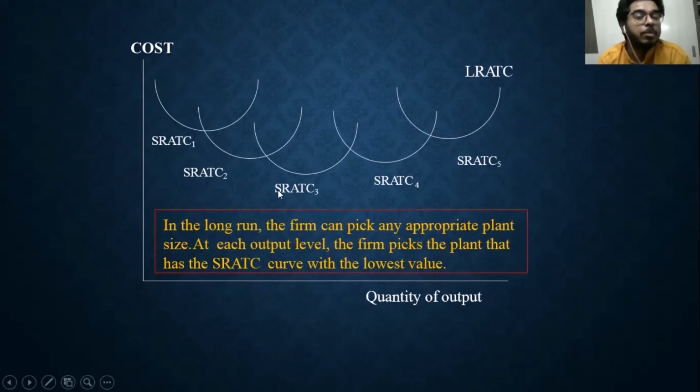The firm can pick any one which is appropriate for a certain quantity of output. For this amount of output, they will naturally manufacture with SRATC2 rather than over here, because this is expensive. They will make the changes and move to the next short run. The same thing happens over here. If I am here, I will rather manufacture at SRATC3 as compared to SRATC2, which is a higher cost schedule.